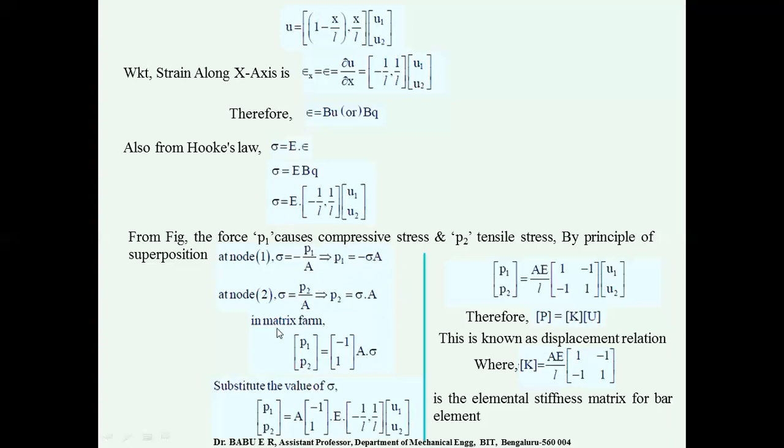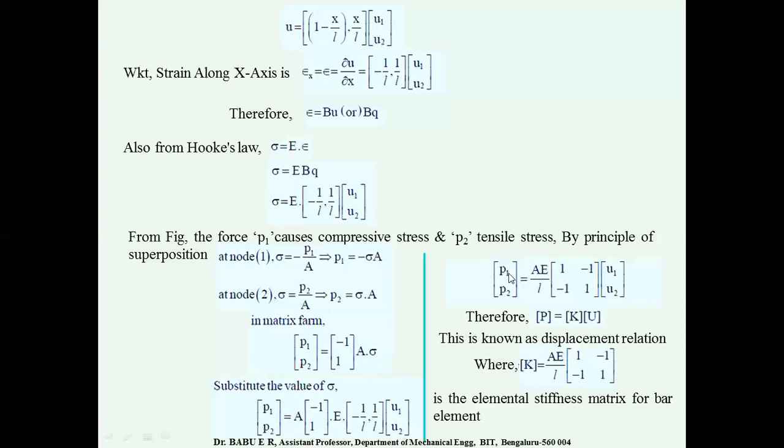Now I will represent these two in matrix form. So {P1, P2} equals sigma A, which I will take outside, times {minus 1, 1}. Now substitute the value of stress in this equation. We know stress is this much: sigma equals E into [minus 1 by L, 1 by L] into {U1, U2}. So {P1, P2} equals A {minus 1, 1} into E [minus 1 by L, 1 by L] into {U1, U2}.